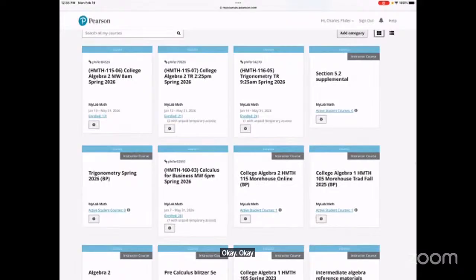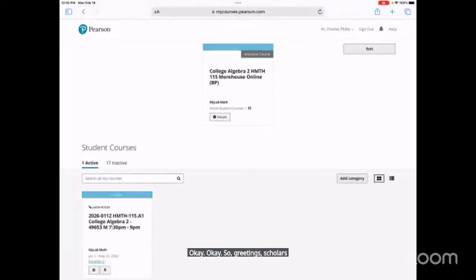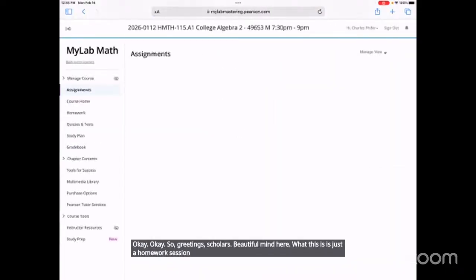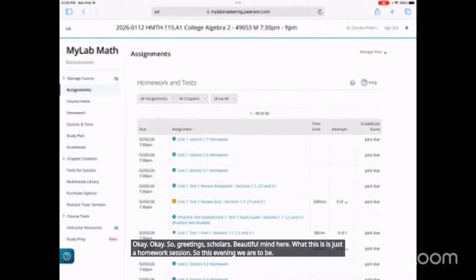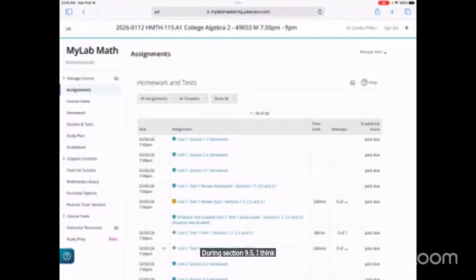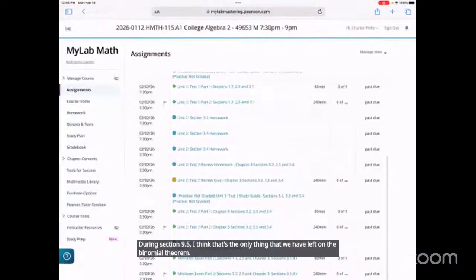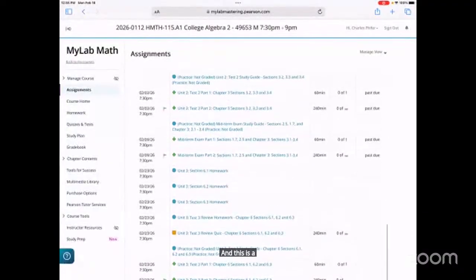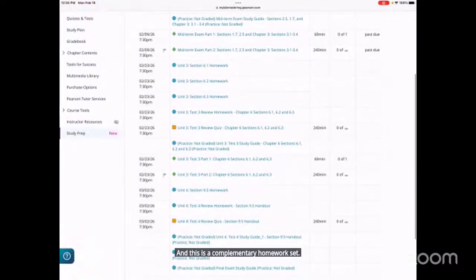Okay. So greetings, scholars. Beautiful Mind here. This is just a homework session. So this evening we are going to be doing section 9.5. I think that's the only thing we have left on the binomial theorem. And this is a complementary homework set. So let's hop into it.